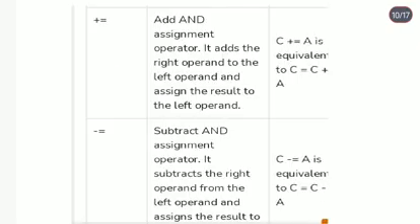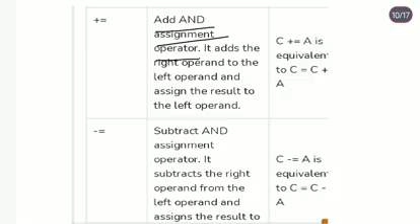Okay, now we are going to discuss the assignment operators. Generally we use these things in code, and they play an important role in C language and any other language. Okay, so the add AND assignment operator is an operator.